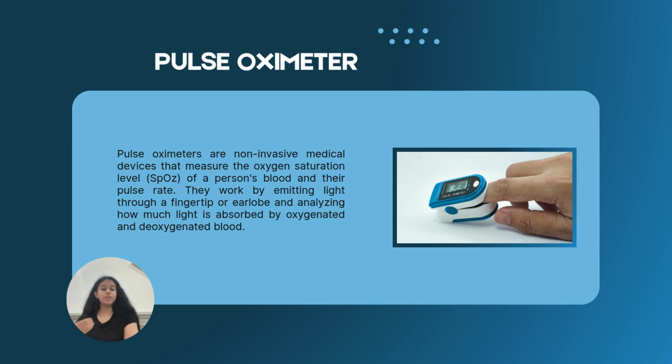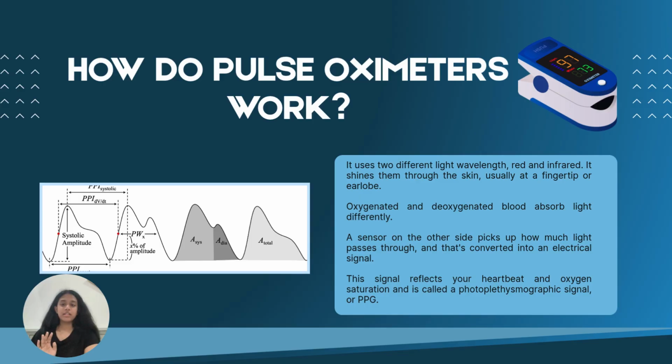Clampers help prevent those kinds of errors by carefully adjusting the signals without changing their actual shape, which is super important in medical readings. Let's break down how a pulse oximeter actually works. It uses two different light wavelengths, red and infrared, and shines them through the skin, usually at a fingertip or earlobe. Oxygenated and deoxygenated blood absorb light differently. A sensor on the other side picks up how much of the light actually passes through, and that's converted into an electrical signal.